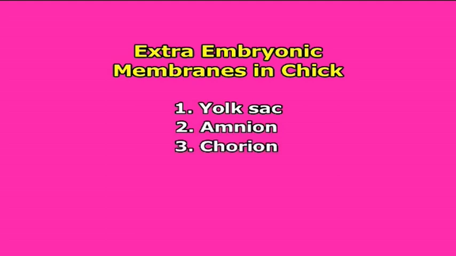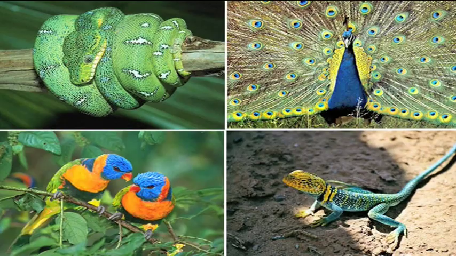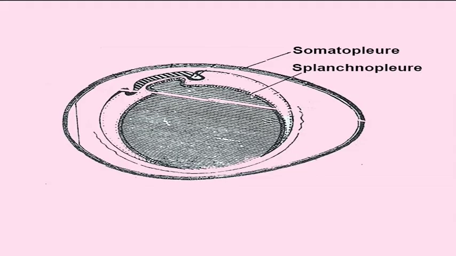These are mainly 4 types. They are yolk sac, amnion, chorion and allantois. We would be discussing the development of each of these in detail, starting with the development of the yolk sac. In reptiles and birds, the somatopleure and splanchnopleure develop from the periphery of the blastodisc. These usually spread peripherally over the yolk mass.